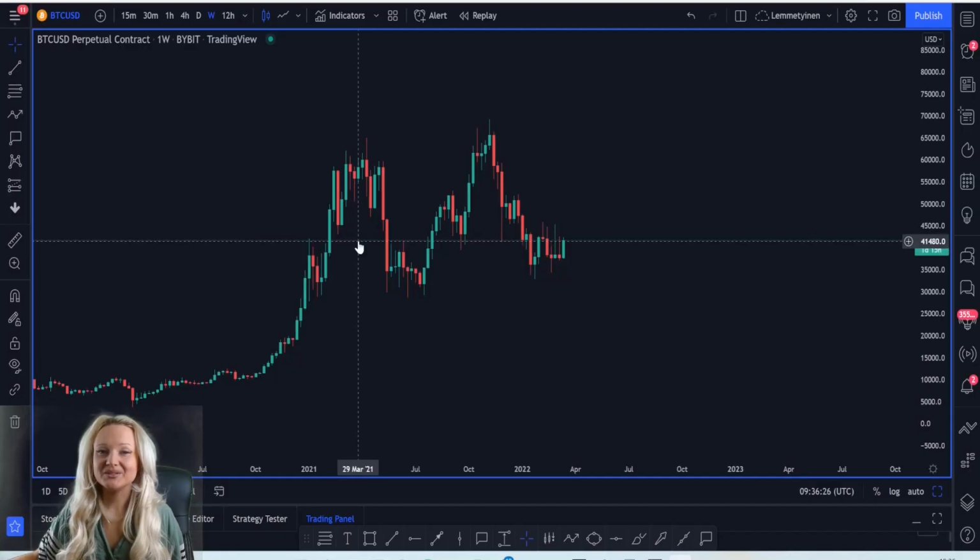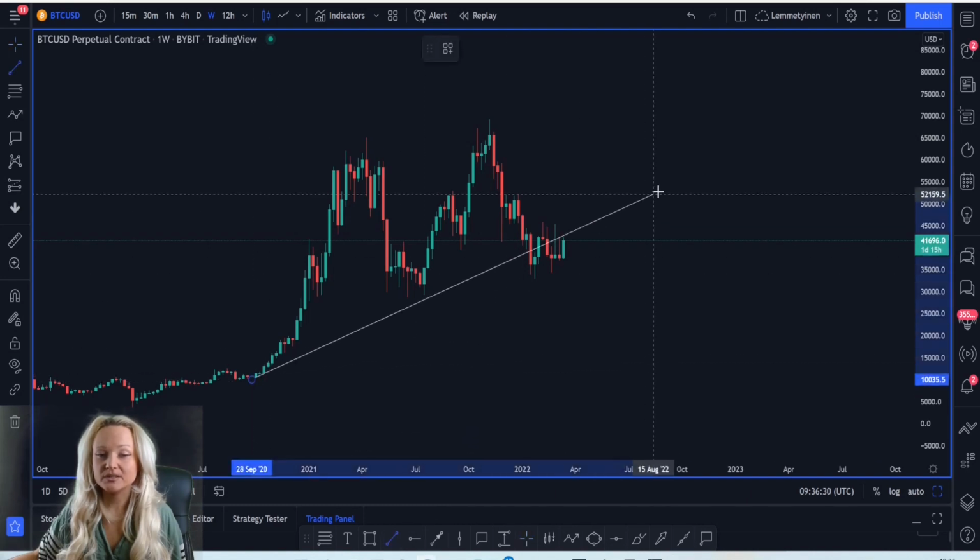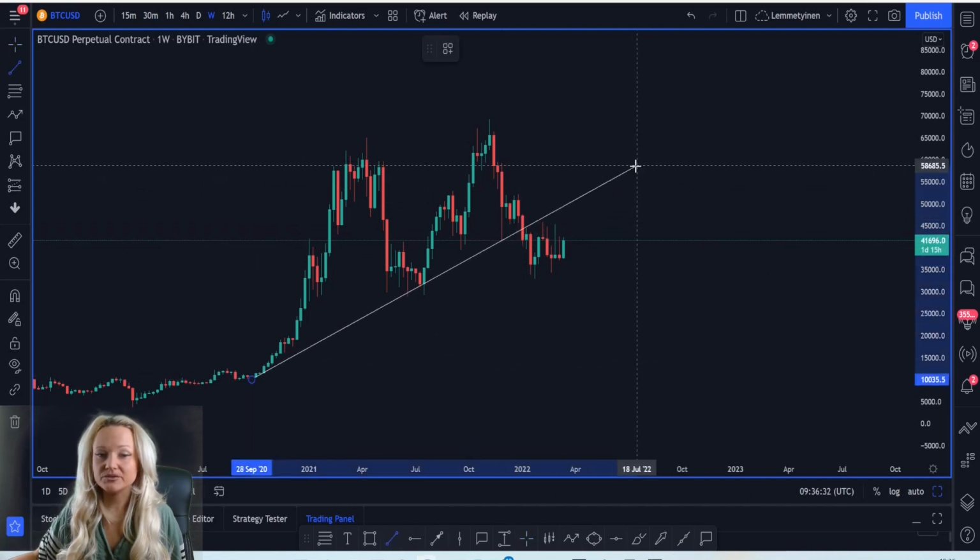Hi crypto kings and queens, we're looking at Bitcoin on the weekly chart. I'm going to give a full analysis on the weekly chart first of all. So we're taking a support trend line, which represents the option that we did have. We saw the market breaking this level.